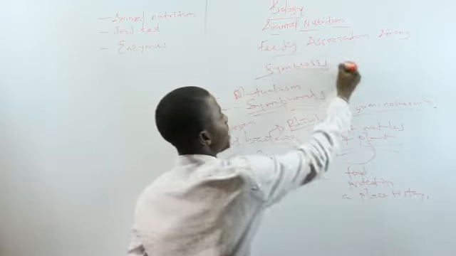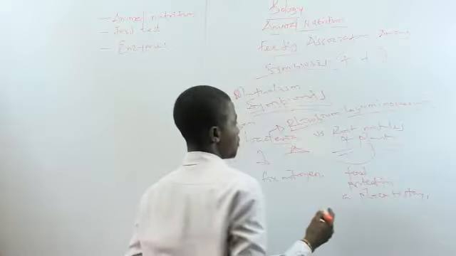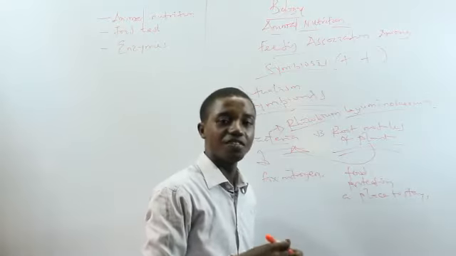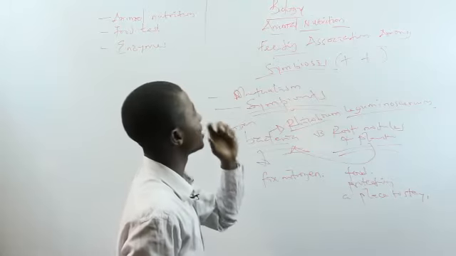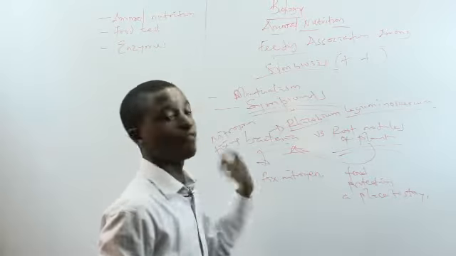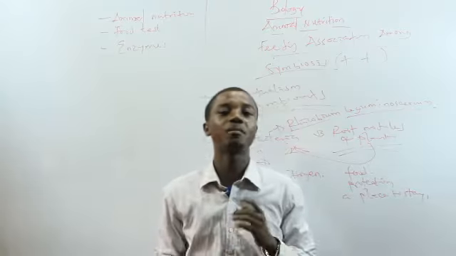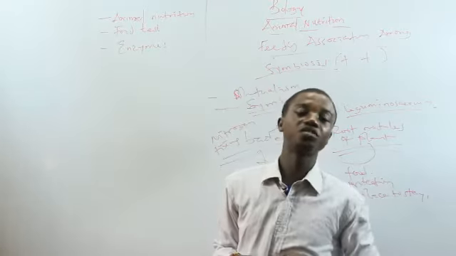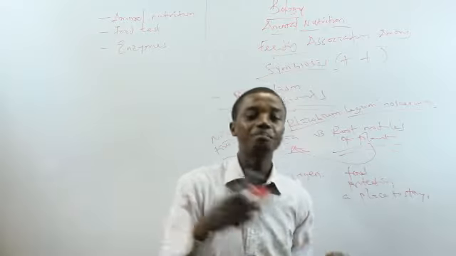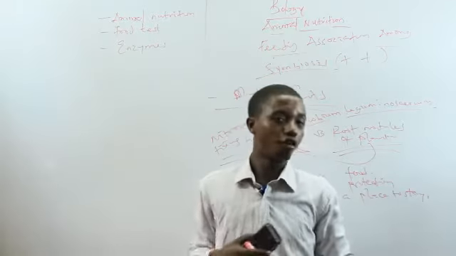So symbiosis mathematically is plus. Both are benefiting. So we say it is what? Plus. So now we've been able to look at so many things under animal nutrition. So far I said animal nutrition is also known as a heterotrophic type of nutrition or a holozoic type of nutrition.